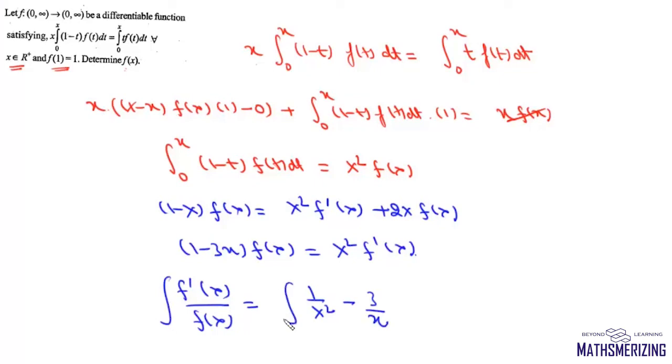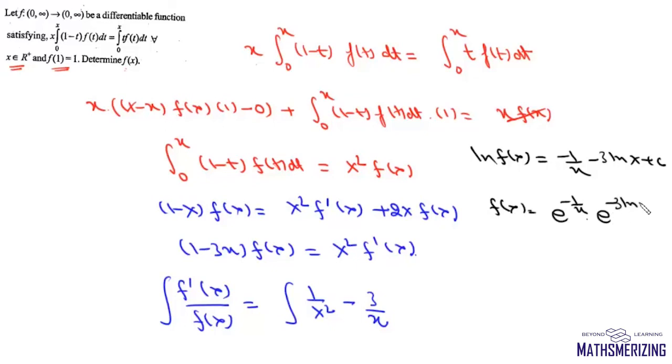Now we'll integrate this function with respect to x. Now if we integrate with respect to x, we'll get log f(x), and it will be equal to minus 1 by x minus 3 log x plus c, or we can write f(x) as e to the power minus 1 by x, e to the power minus 3 log x, into e to the power c. This is some constant, say a. So we can write this function f(x) as a into e to the power minus 1 by x. Now this is x to the power minus 3, and then en log will cancel, so it will be a upon x cube. So that's our function f(x).